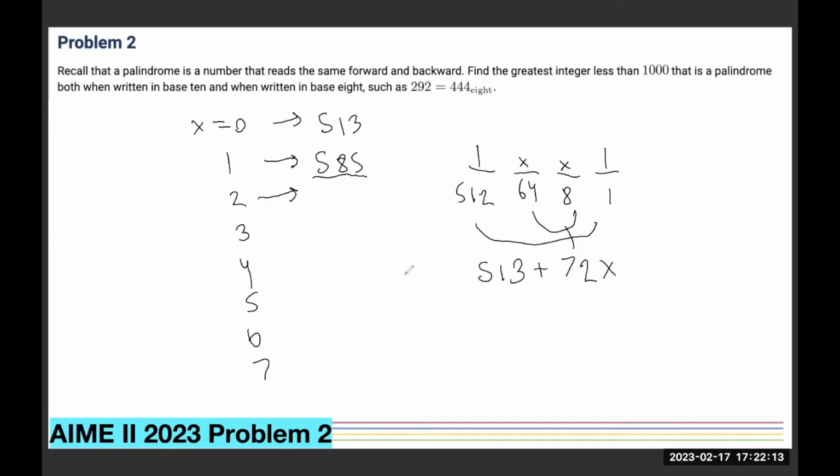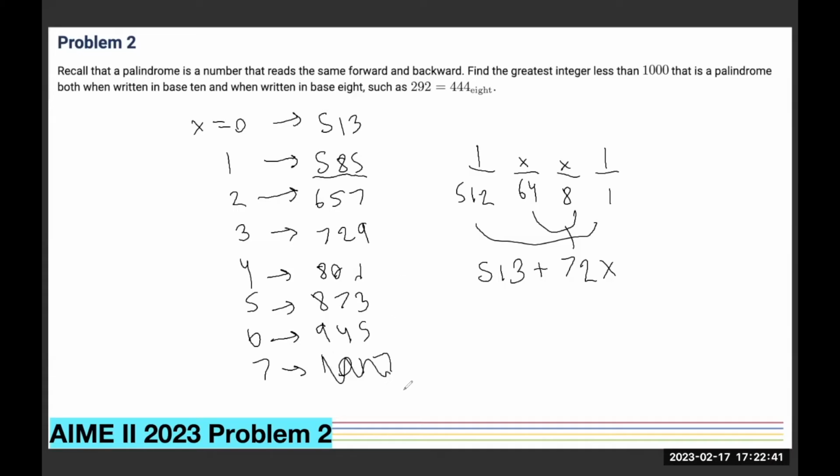Well, if x equals 2, then we get 657, which is not a palindrome. If we try x equals 3, we get 729, which is still not a palindrome. If we try x equals 4, we get 801, and so on. We can continue this process. This one number would be 873, and this number would be 945. The last number would actually be 1017, but this number is already bigger than 1000 anyway, so even if it was a palindrome, it wouldn't satisfy the conditions of the problem. So none of these are palindromes, and this is our biggest one.